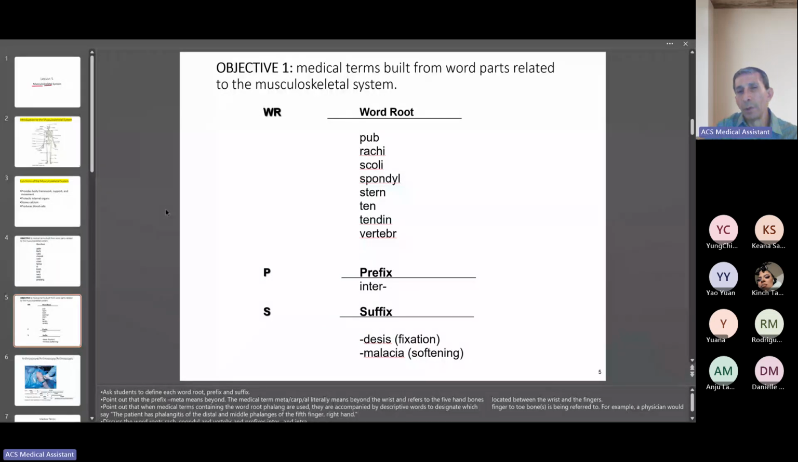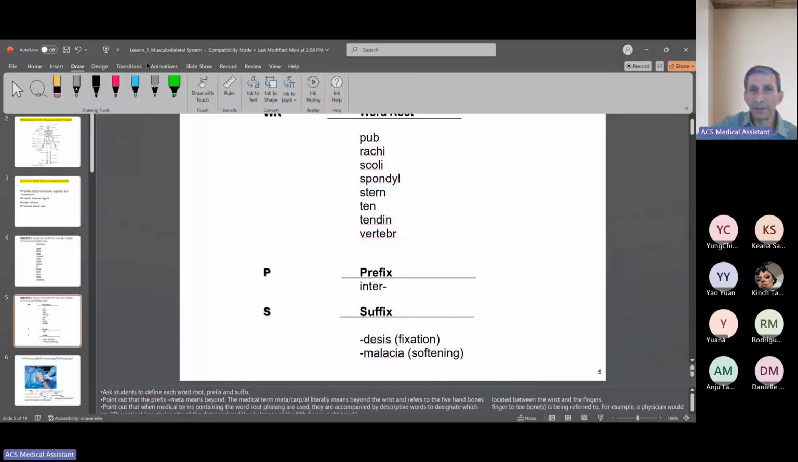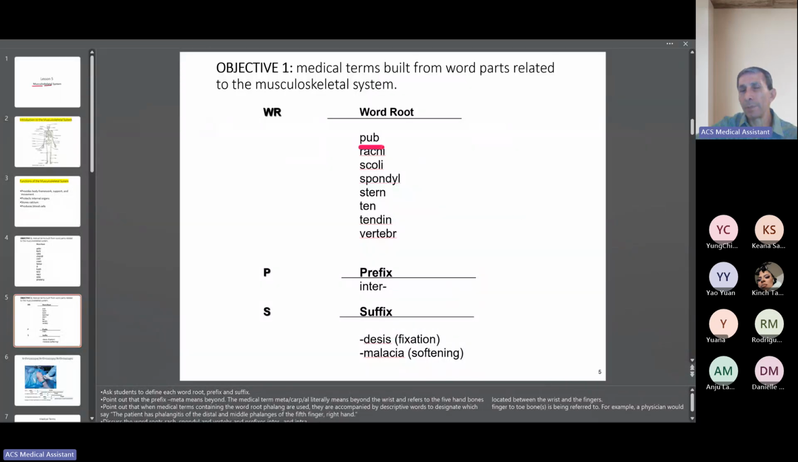Okay, more word roots, prefixes and suffixes. But we have more than whatever we have here when we start going over these complete medical terms. Pub, it's not pop, it's pub, for the pubic bone, pubic bones. These are the bones on the hips.